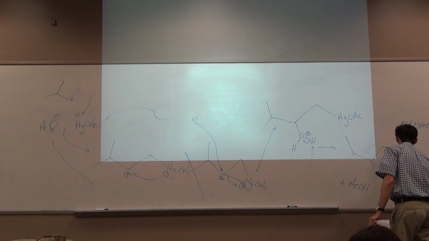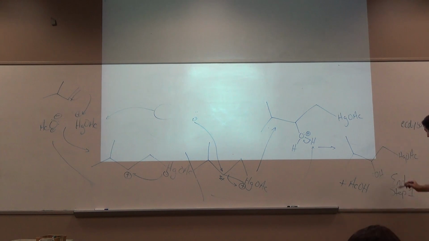End step one. What have we done? We used to have an alkene here, right? What did we add across the alkene? A mercury and an OH. What's the title, the top word at the top underlined? Oxymercuration. We added an oxygen to one carbon and a mercury to the other. Oxymercuration of the alkene.